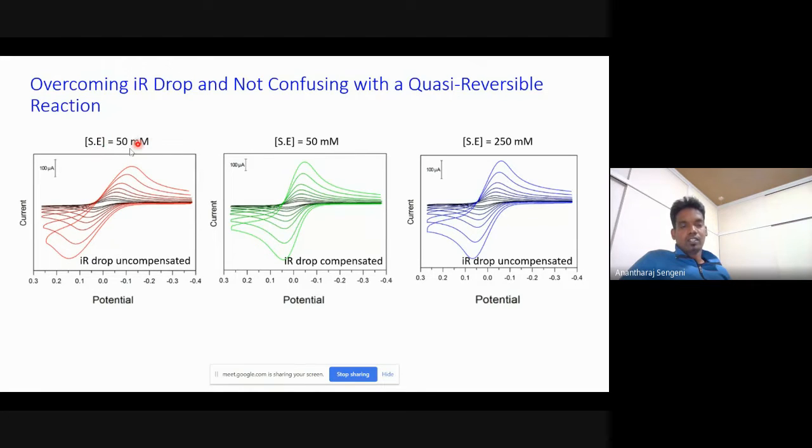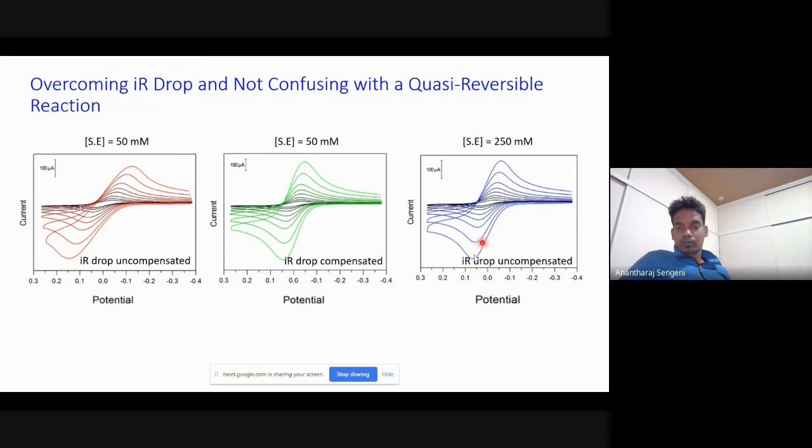So with the same concentration of supporting electrolyte, as you see here, after IR drop compensation, you will see the characteristics of a reversible reaction only at lower scan rates, but at higher scan rates, it still looks like a quasi-reversible reaction. But if you increase the supporting electrolyte concentration, you can minimize the solution resistance contribution to the overall uncompensated resistance to a maximum extent, so that your IR drop will be minimum. And also you can perform IR drop compensation afterwards.